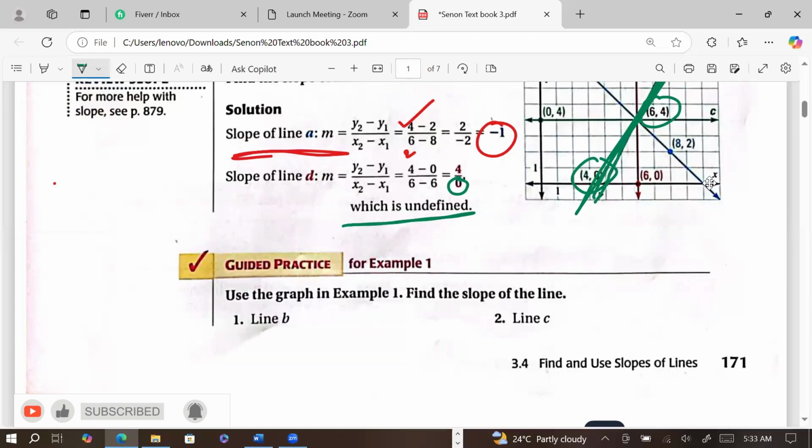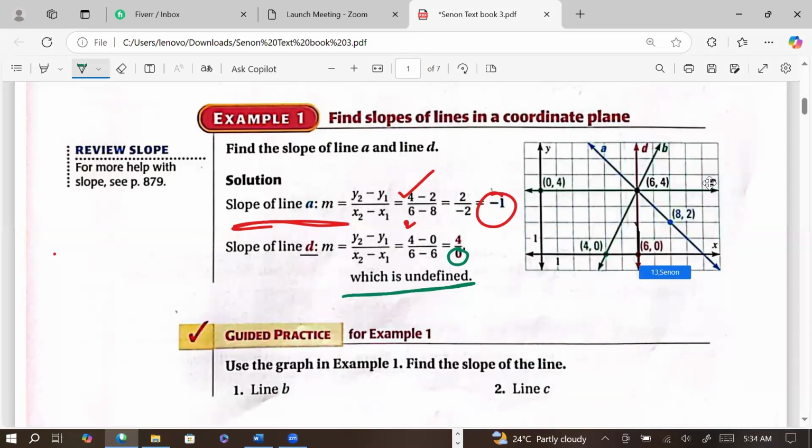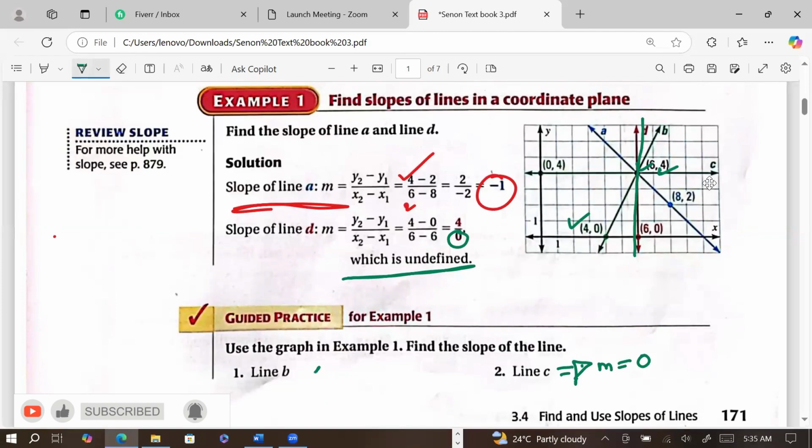Use the graph in example 1. Find the slope of the line B and line C. B is 2. Line C is 0. 4 minus 0 over 6 minus 4 is 2.